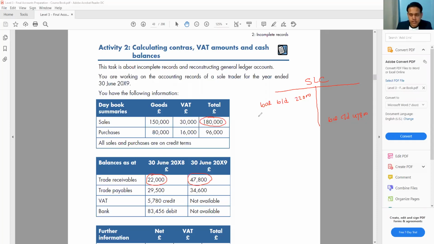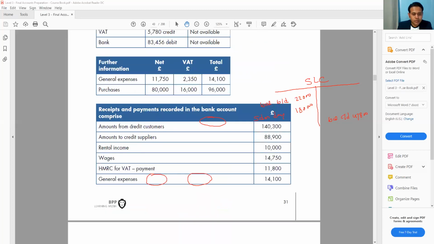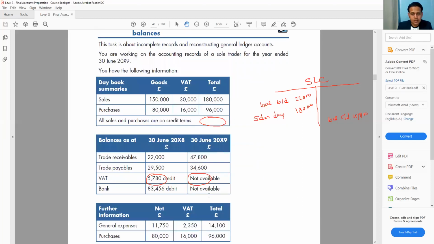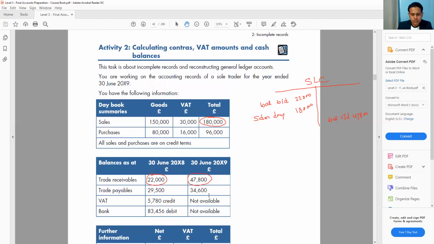So okay, we say sales day book. Sales day book gives us this information. 180,000 is the credit sale. And the next thing we're going to see is how much we received from these credit customers. So let's have a look at how much is in the bank. On the bank, we can see we received an amount from the credit customers. It is 140,300. So we received 140,300 pounds. We're going to say bank, 140,300.